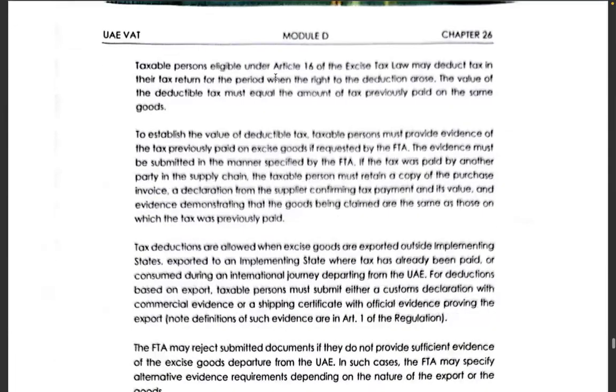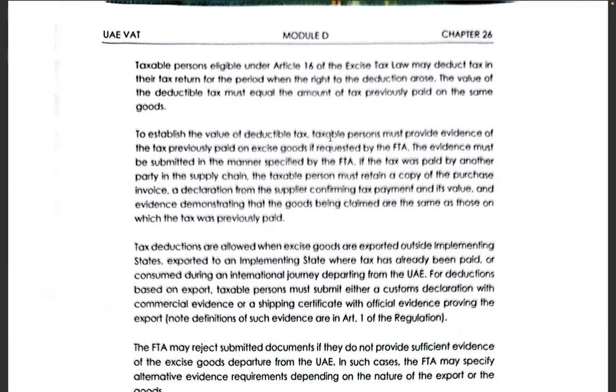Taxable persons eligible under Article 16 of the excise tax law may deduct tax in their tax return for the period when the right to the deduction arose. The value of the deductible tax must equal the amount of tax previously paid on the same goods. So for the same goods you already paid tax, then you can deduct that amount of tax.